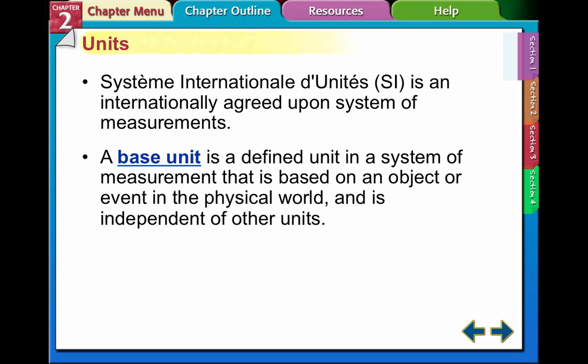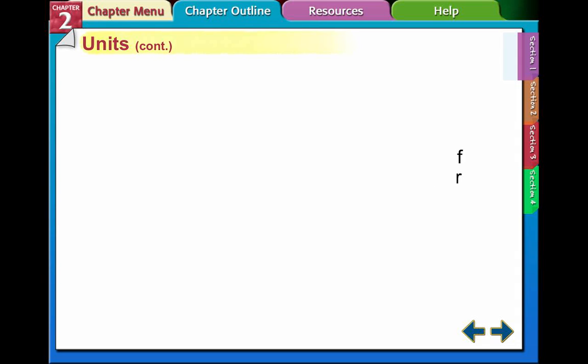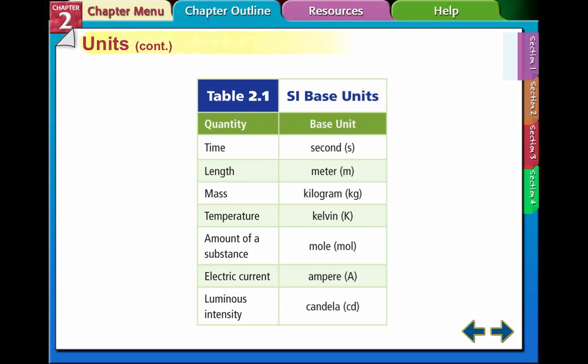Okay, so the International System of Units is an internationally agreed upon system of measurement. A base unit is a defined unit in a system of measurement that is based on an object or an event in the physical world and is independent of other units. So time is second, length is meter, mass is kilogram. Be careful with that one. It's kilogram, not gram. Temperature is in Kelvin.